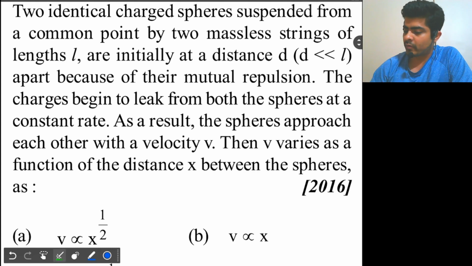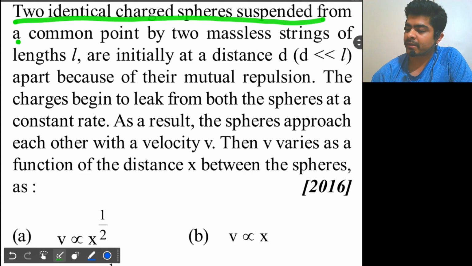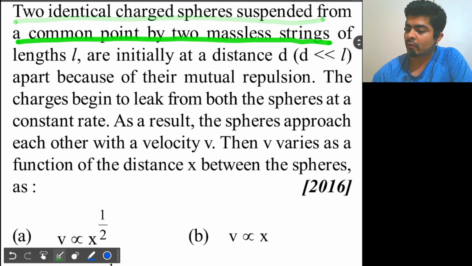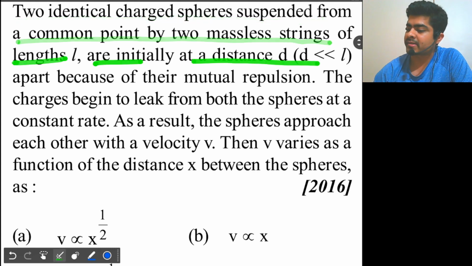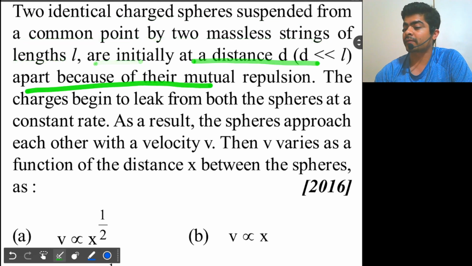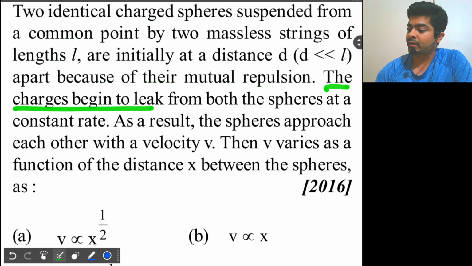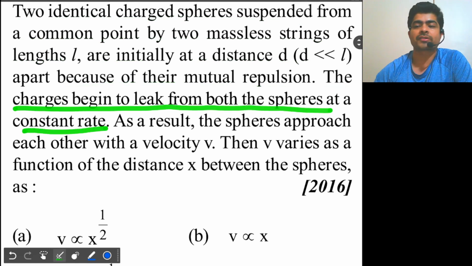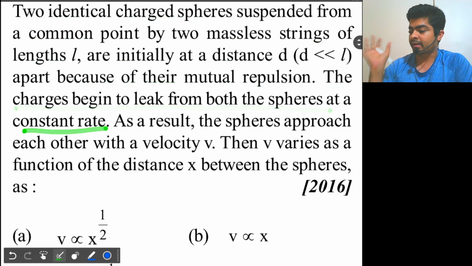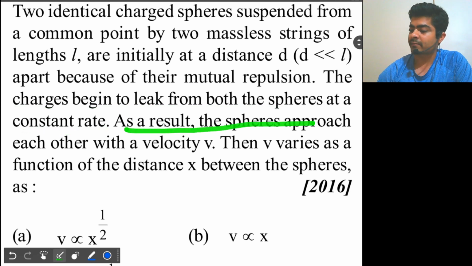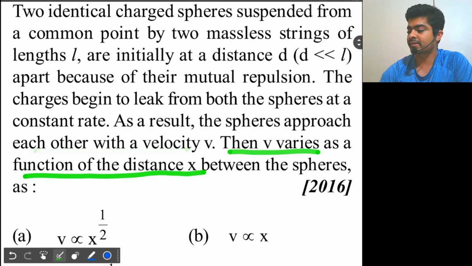Okay, now here's a question from NEET 2016. Two identical charged spheres suspended from a common point by two massless strings of length L are initially at a distance d apart because of their mutual repulsion. The charges begin to leak from both the spheres at a constant rate. Charge is leaking continuously. As a result, the spheres approach each other with a velocity v. Then v varies as a function of the distance x between the spheres as.